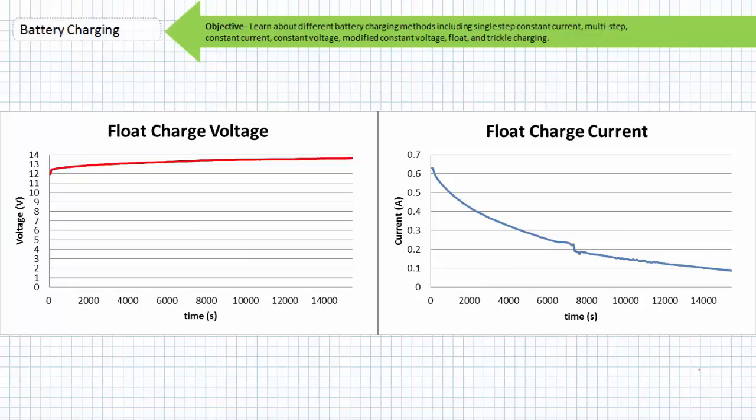However, it's close enough to illustrate an important point. Principally, it takes a long time to charge a battery this way. Notice it takes 15,420 seconds, or 257 minutes, or 4 1/3 hours to return 13.5 watt-hours of energy to this battery.